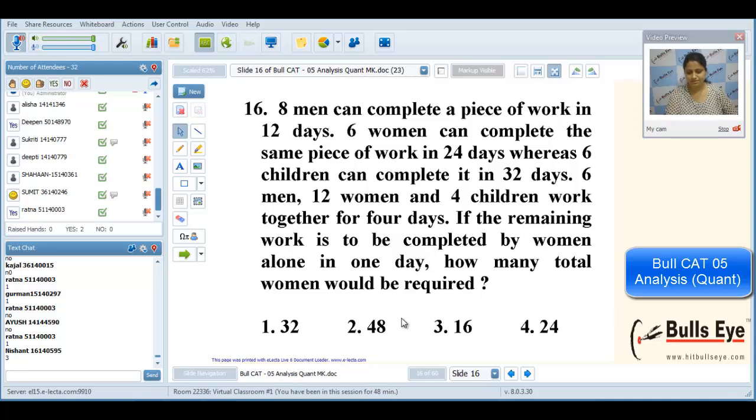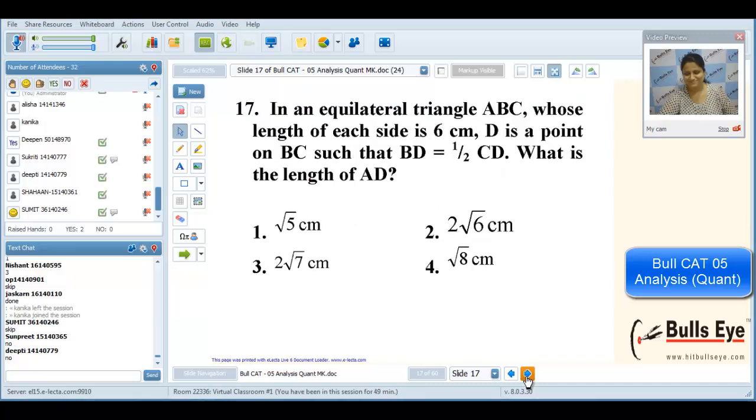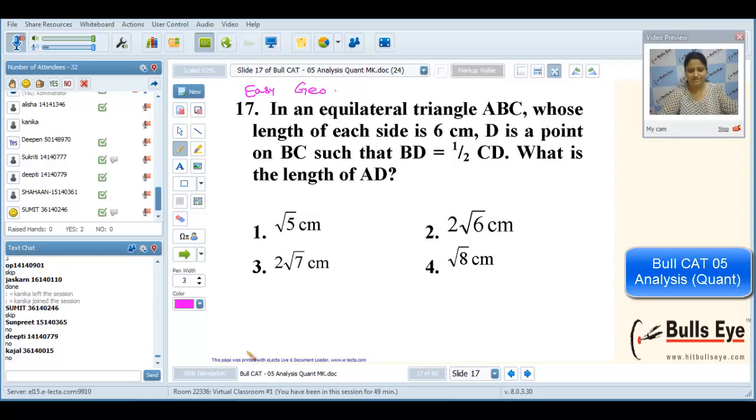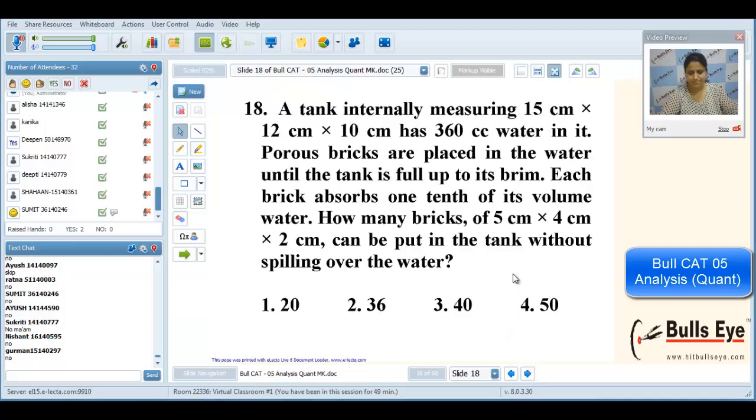Sixteenth. It is a moderate question, or we can say difficult as well. Yeah, any problem in this? Good, thank you so much, Sumit. Okay. 17th. Easy geometry. Any problem in this? Next. Eighteenth.